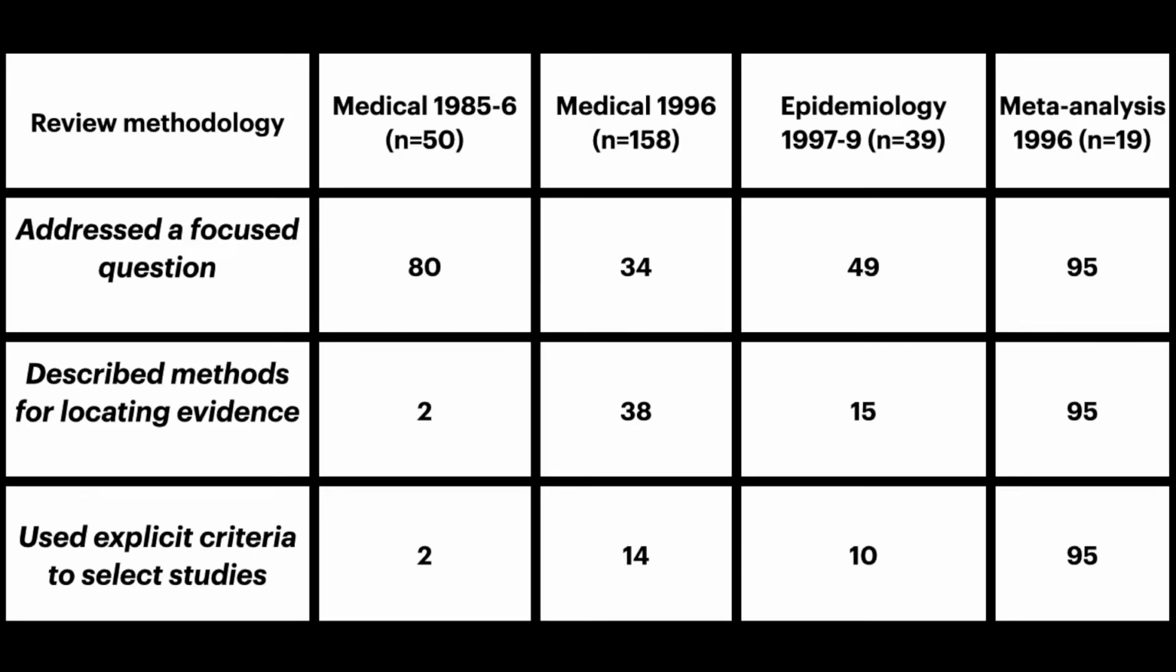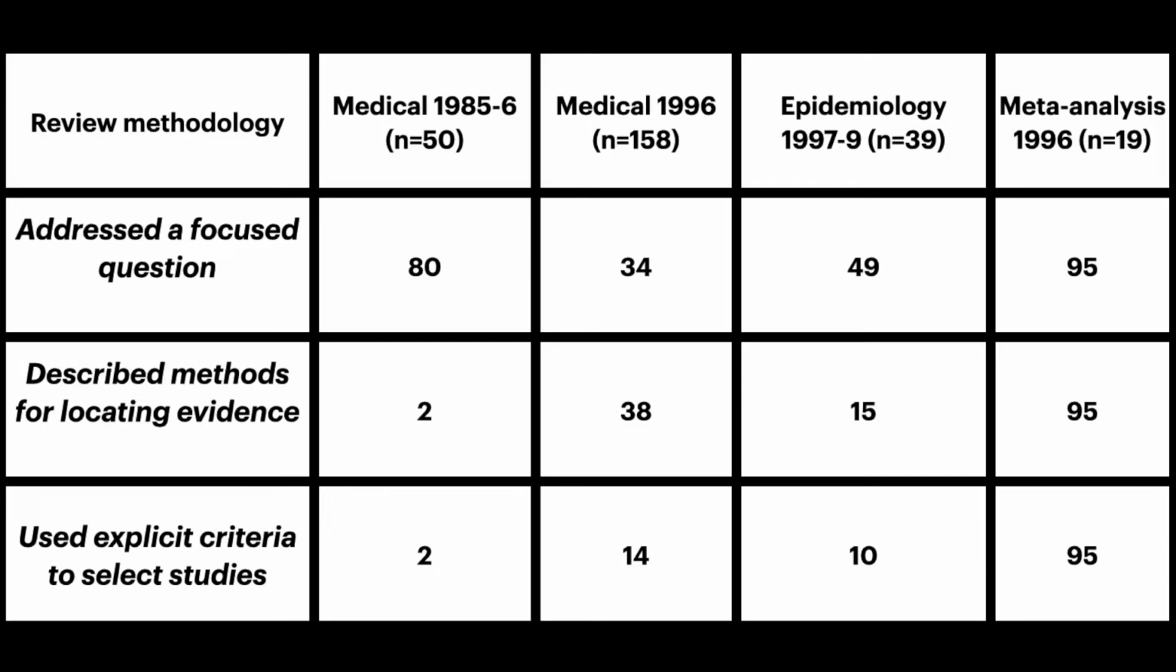Here is an early study that showed how the traditional narrative reviews are different from systematic reviews and meta-analysis. Here the authors looked at the medical reviews published in the medical literature from 1985 to 1986, and then 1996, as well as reviews published on epidemiological topics from 1997 to 1999. They compared these 3 types of reviews to meta-analysis, identifying 1996.